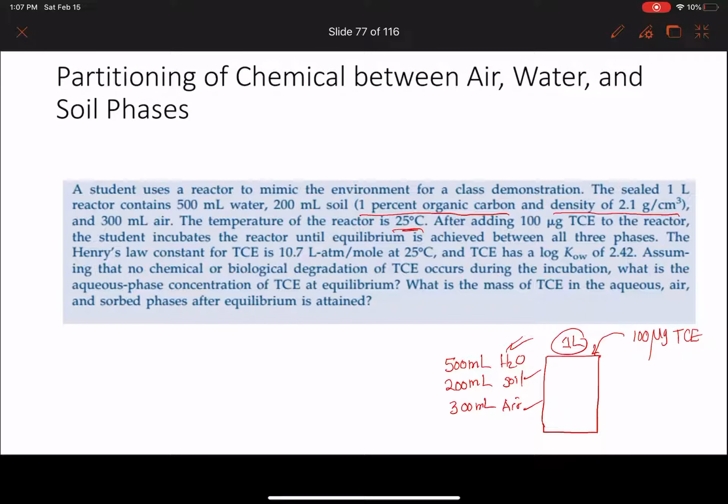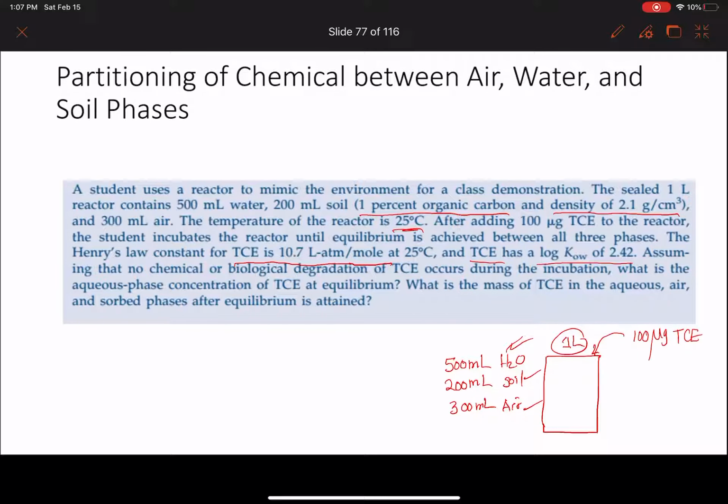The Henry law constant for TCE, again, Henry law constant for all these organics, there's books. So this, you don't have to memorize. This is found in books. TCE Henry constant is 10.7 liter atmospheric per mole. We don't use this for our calculation. We have to make it unitless, dimensionless at 25 Celsius. TCE has a log KOW of 2.42, assuming that there is no chemical or biological degradation, of course.